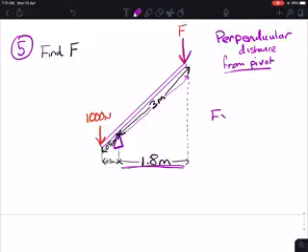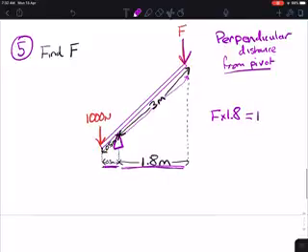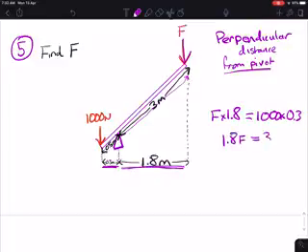So we have F times 1.8, and the same thing applies here to this 1,000 newtons. We want the perpendicular distance, the one that is at right angles to the force. So we've got 1,000 times 0.3. So that gives us 1.8 F equals 300. 300 divided by 1.8 is 166.666666. So we're going to say 167 newtons to 3 significant figures.